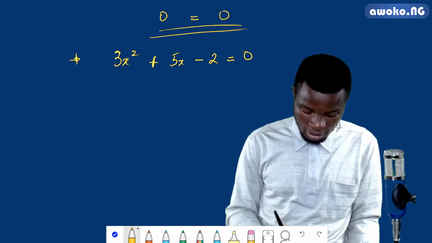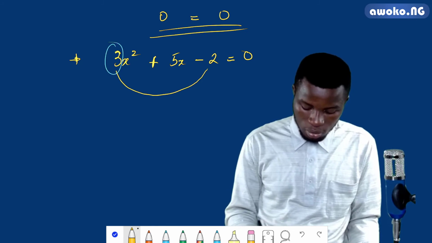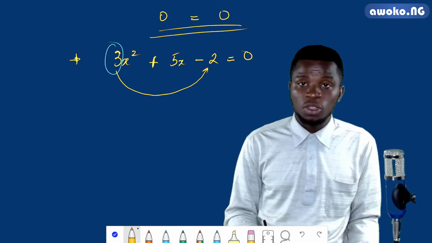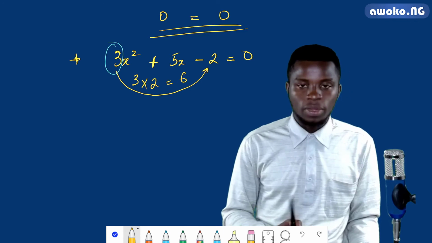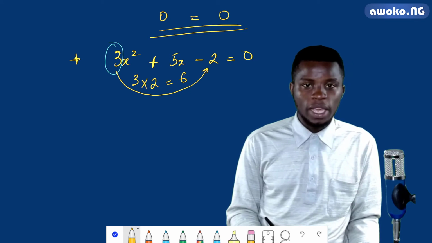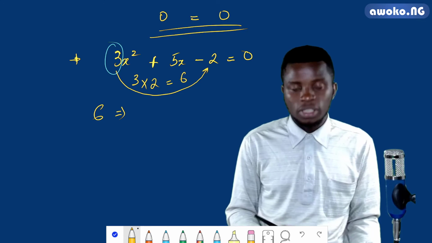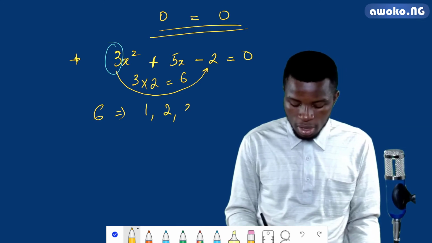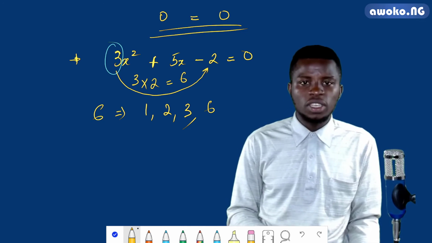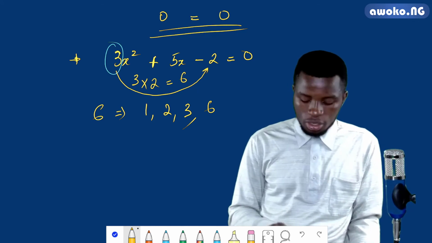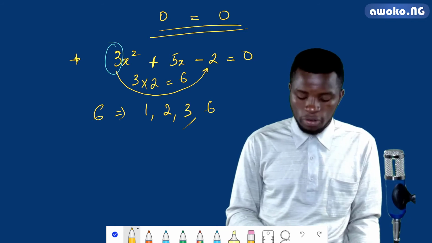So if the coefficient of x squared is not equal to 1, in this case which is 3, we have to multiply the coefficient of x squared by the constant term again. So we have 3 times 2 equal to 6. Now, having said that, the next thing is to find the factors of 6. And the factors of 6 are 1, 2, 3, and 6 itself. Now, which of these two factors can we combine together to give us plus 5?